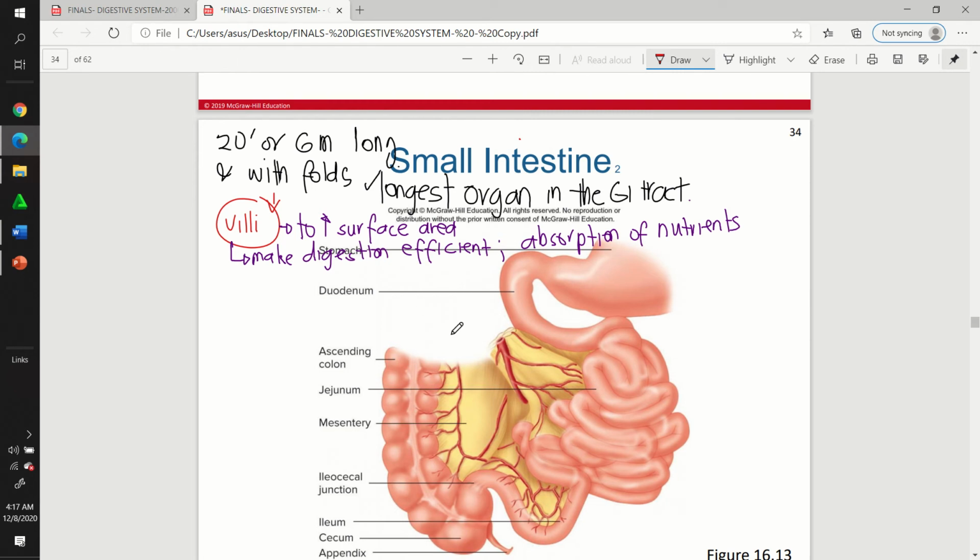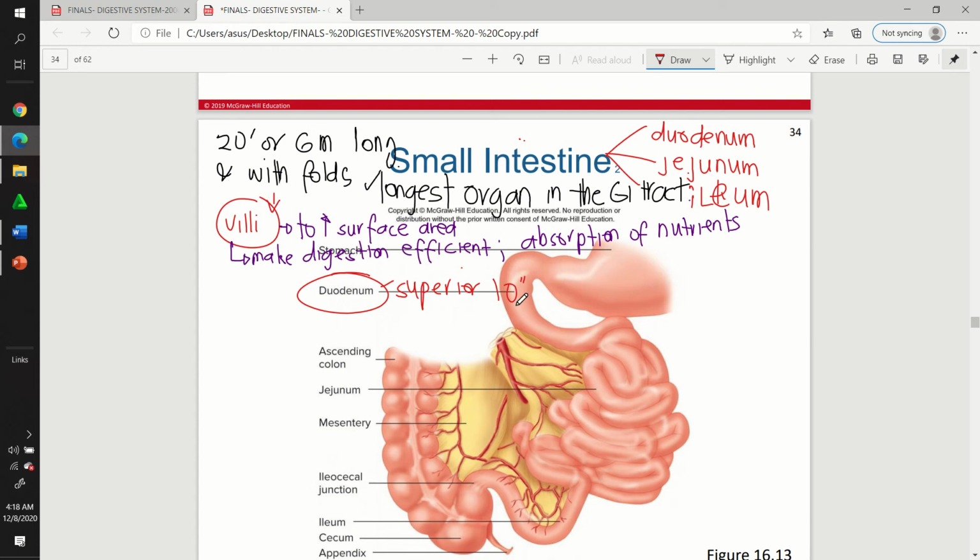Now, there are three major divisions of your small intestine. What are the three divisions? We have your duodenum, your jejunum, and your ileum. The duodenum is the most superior division, obviously on the top, measuring about 10 inches long.